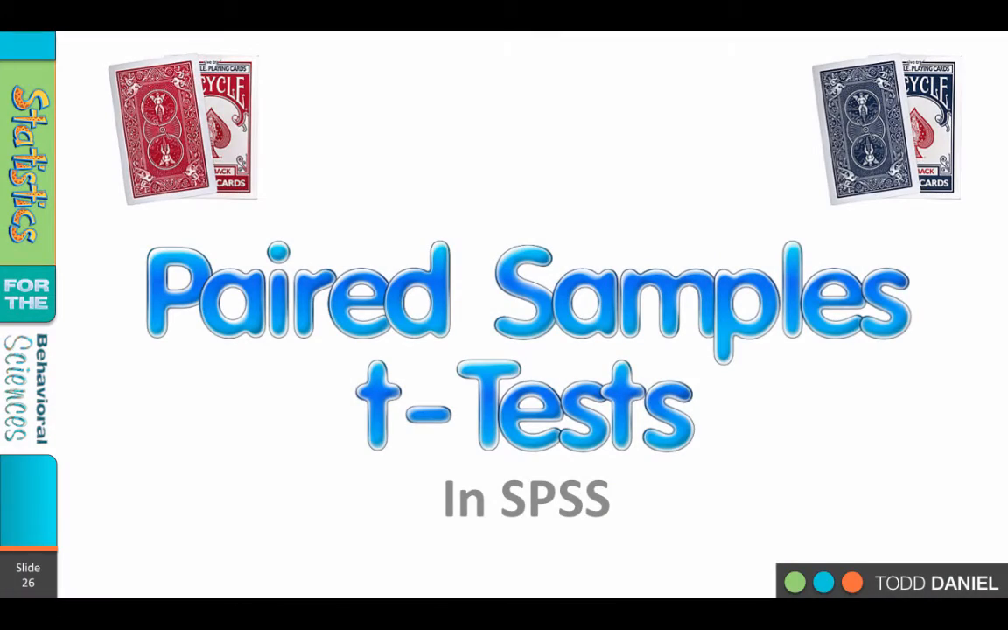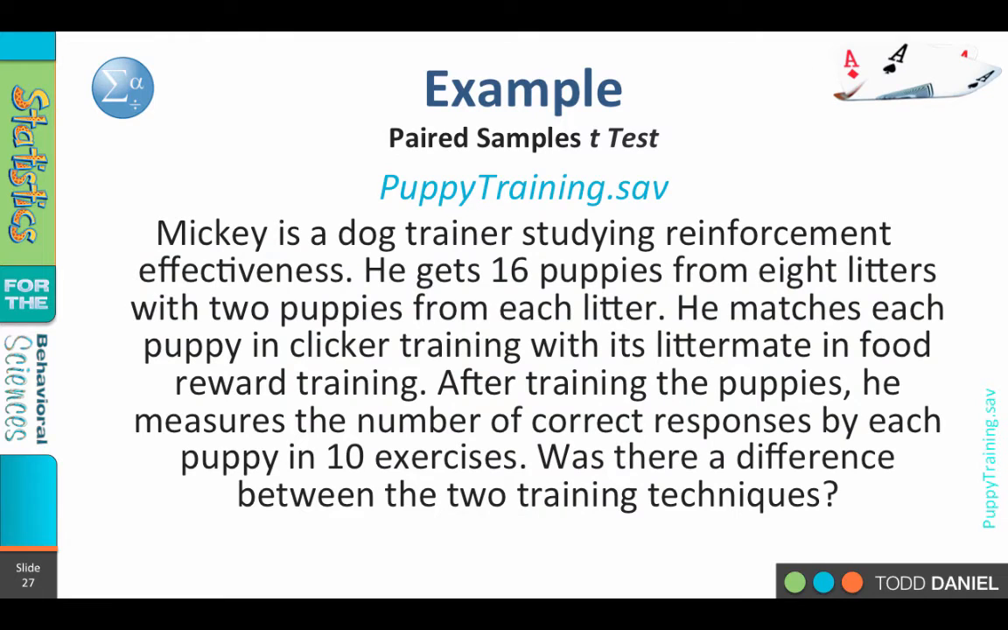This is how to do a paired samples t-test in SPSS. We're going to use a very similar setup as we did for our previous example with the independent measures t-test.